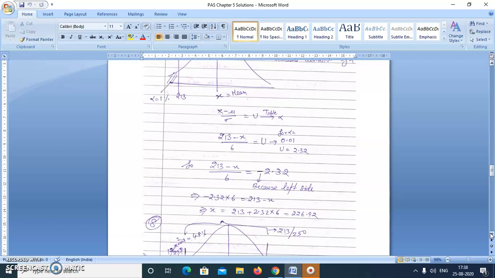Now the second part of the question asks, assuming the garments are made with this average mass, what proportion of garments will have masses between 218 grams and 233 grams?